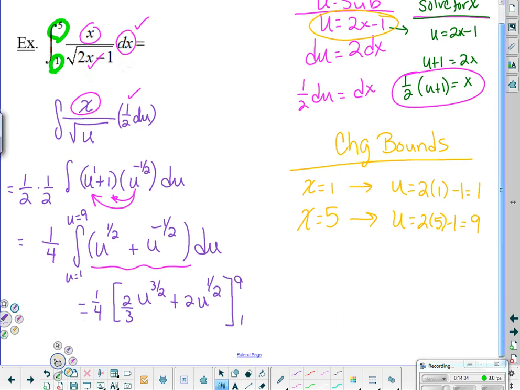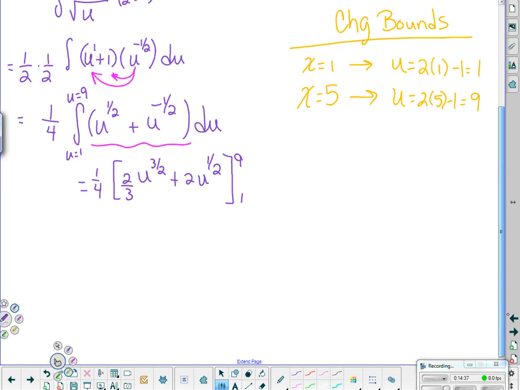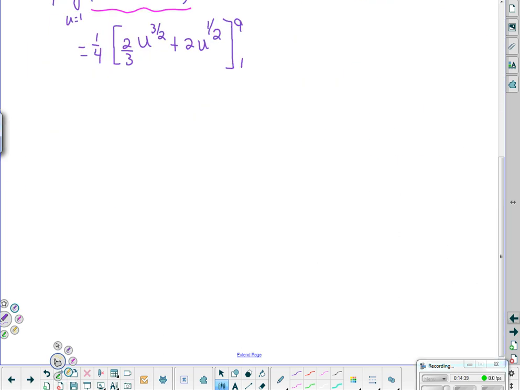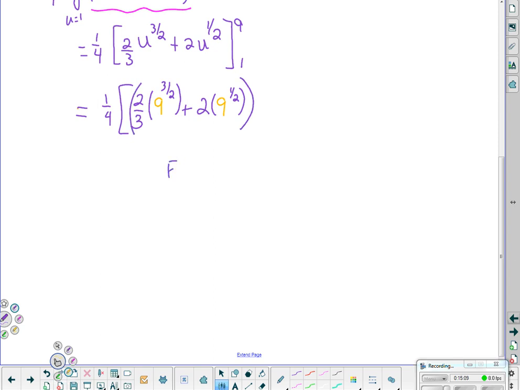Let me get some extension here so we can proceed with our integration. Now that everything is in terms of u, there's no turning back, right? Well, I don't want to turn back. Maybe you do. I'm going to work in u's. So 9 goes in. I'm going to have 2/3 of 9 raised to the 3 halves plus 2 times 9 to the 1/2 power. That is my f of 9.